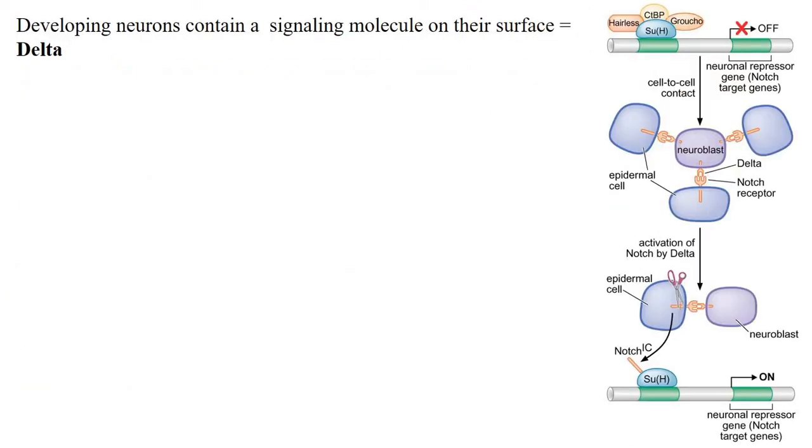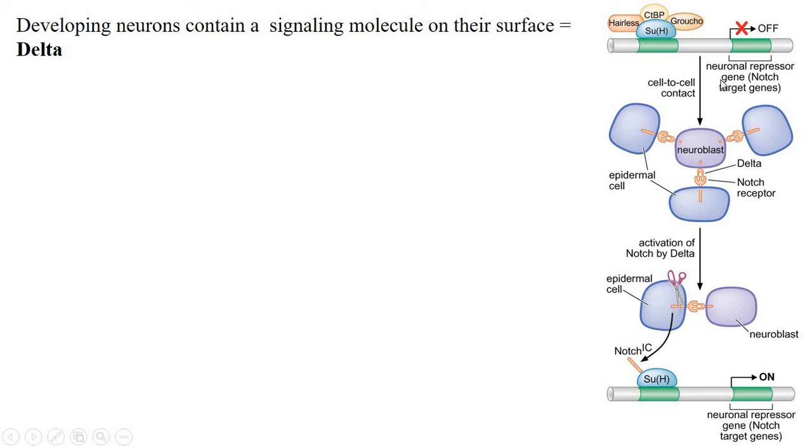How it happens is that there is a signaling molecule on their surface. The cells that are destined to become neuronal cells have this signal molecule on their surface called Delta. Here, this is the neuroblast cell, which means this is the cell that will become a neural cell. It has these molecules here called Delta. This Delta will bind to Notch on the epidermis cells.